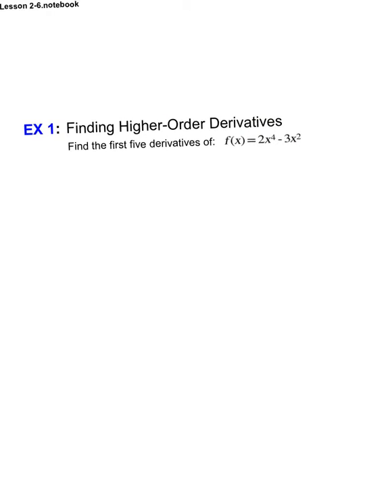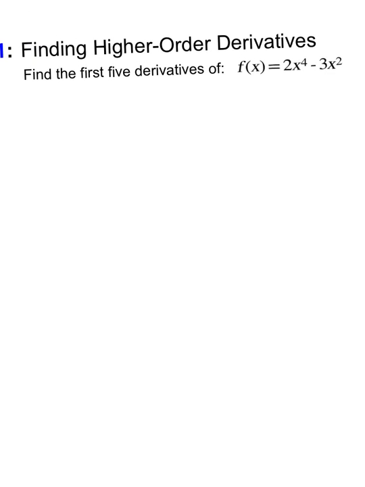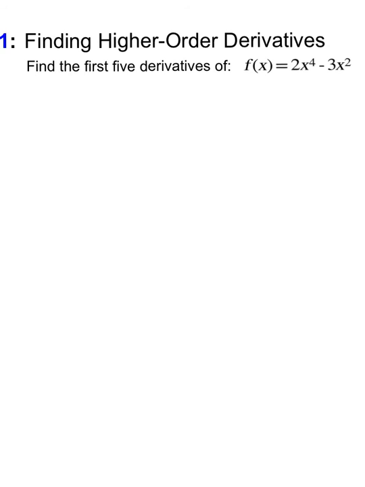All right, so example 1, we are going to find the first 5 derivatives of this function right here, 2x to the 4th minus 3x squared. So the first derivative should be easy. We're just going to take 4 times 2, reduce that by 1, 2 times negative 3, and reduce that by 1. So this is nothing different than what you have done before. So f prime of x is equal to 8x to the 3rd minus 6x.